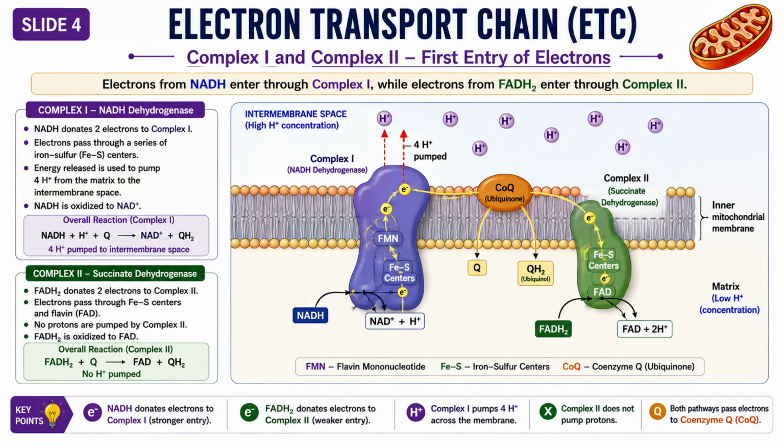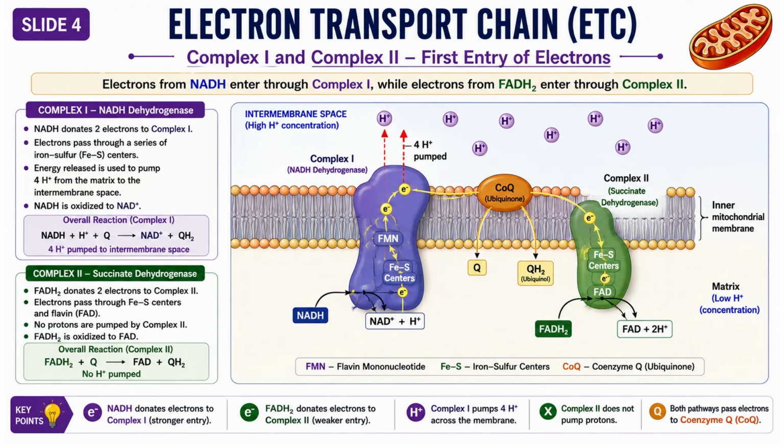Complex 1 and Complex 2 are the two main entry points for electrons into the electron transport chain. They receive electrons from the reduced electron carriers NADH and FADH₂ and transfer them toward coenzyme Q, also called ubiquinone. Complex 1 is known as NADH dehydrogenase. NADH donates 2 high-energy electrons to complex 1. These electrons pass through several electron carriers, including flavin mononucleotide, FMN, and iron-sulfur centers.